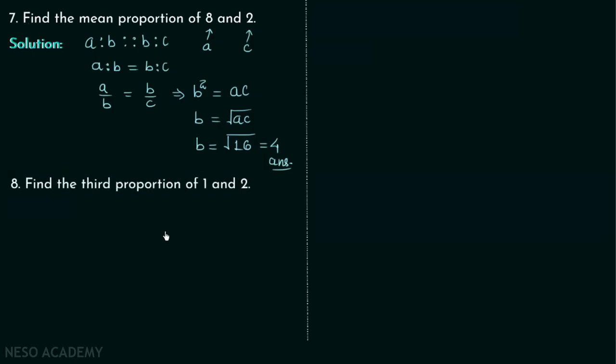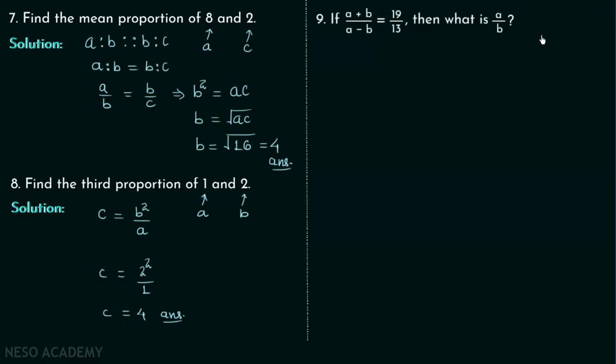In this problem, we need to find out the third proportion, which is C, and C from here you can see is equal to B squared divided by A. B is equal to 2 in the problem and 1 is our A. So C will be equal to 2 squared divided by 1, which will give us 4 as the answer. So we are done with problem number 8. Now we will move on to problem number 9.